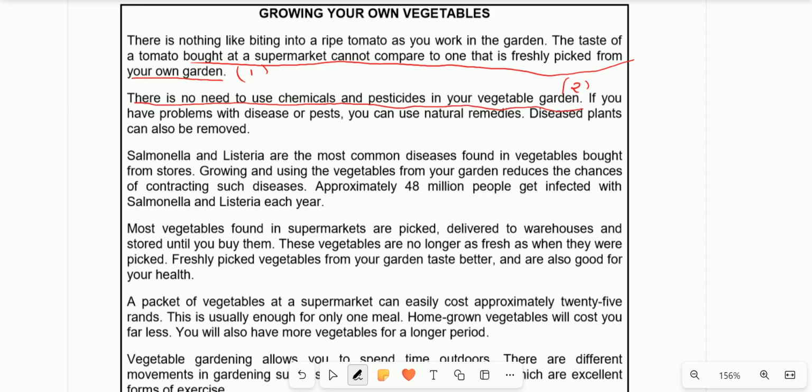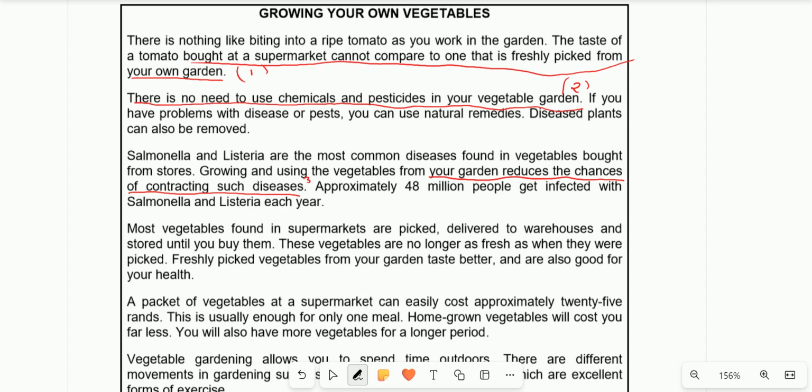Salmonella and Listeria are the most common diseases found in vegetables bought from stores. Growing and using the vegetables from your garden reduces the chances of contracting such diseases. So this is going to be fact number 3, because indeed it does show us the benefit of growing your own vegetables. Approximately 48 million people get infected with Salmonella and Listeria each year. So this is just a continuation or substantiation of the idea that was stated here. I don't need this fact because I don't want a repetition.